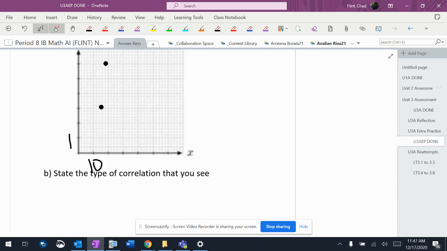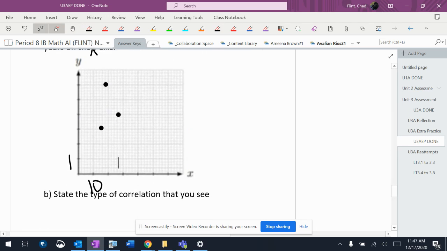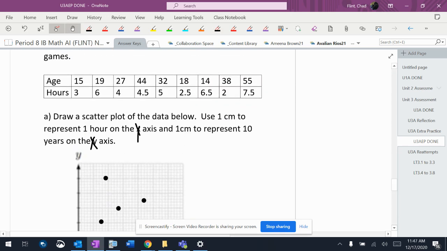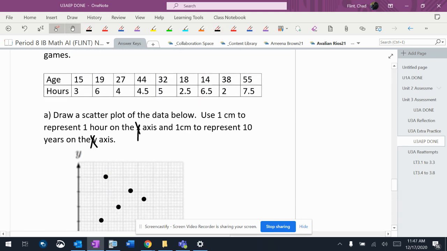A 27-year-old plays 4 hours. 10, 27 here, right out there. A 44-year-old plays 4.5 hours. 10, 20, 30, 44. 4.5 hours right about there. A 32-year-old plays 5 hours. A 32-year-old plays about 5 hours right about there.